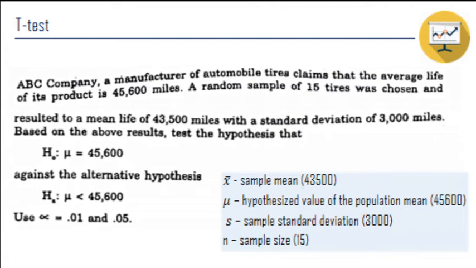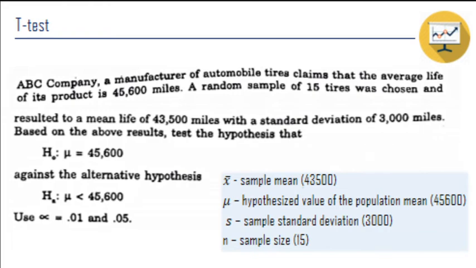ABC company, a manufacturer of automobile tires, claims that the average life of its product is 45,600 miles. So that's the claim. But a random sample of 15 tires was chosen and resulted to a mean life of 43,500 miles with a standard deviation of 3,000 miles. Based on the above results, test the hypothesis such that mu is equal to 45,600 against the alternative hypothesis. Mu is less than 45,600.